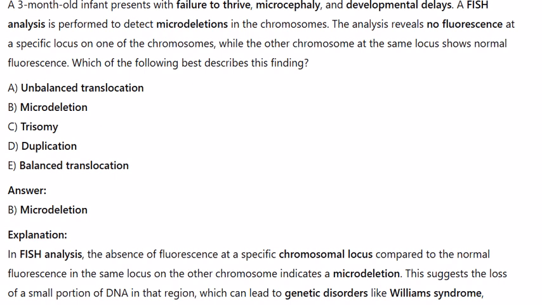A. Unbalanced translocation, B. Microdeletion, C. Trisomy, D. Duplication, E. Balanced translocation. Answer. B. Microdeletion. Explanation. In FISH analysis, the absence of fluorescence at a specific chromosomal locus compared to the normal fluorescence in the same locus on the other chromosome indicates a microdeletion.